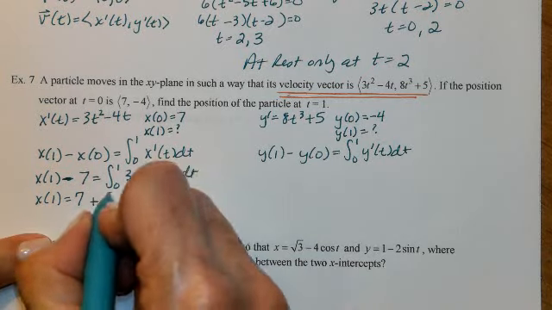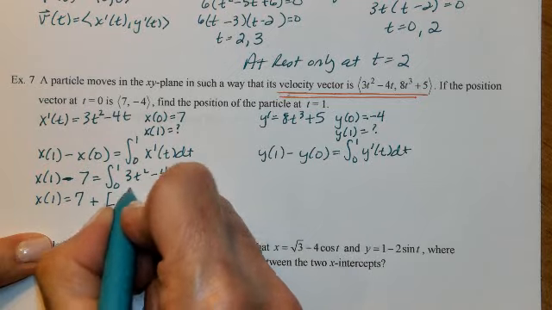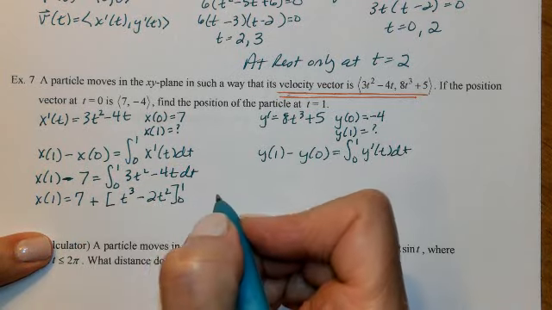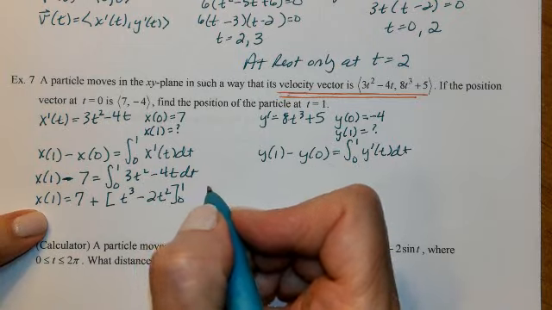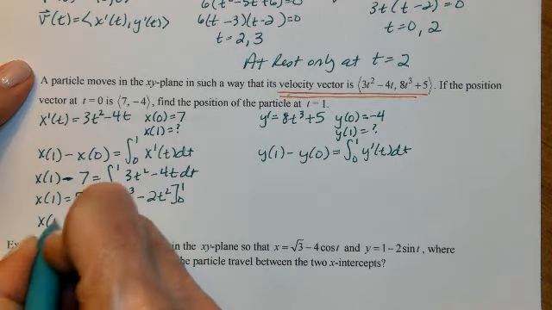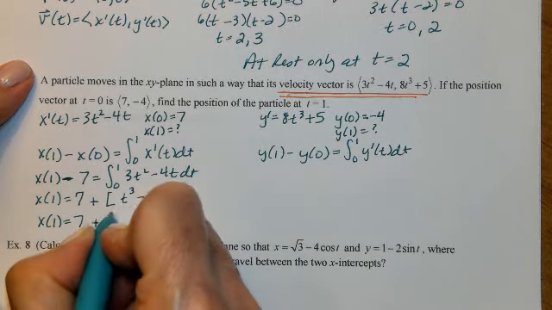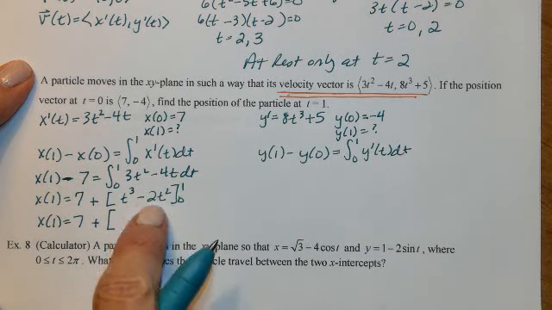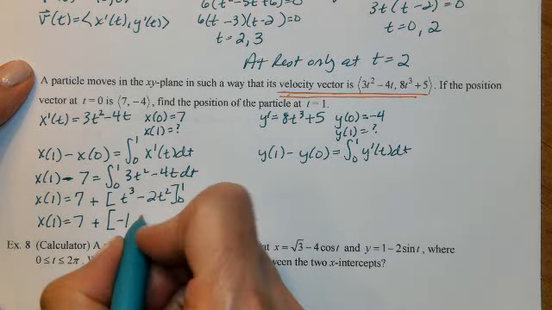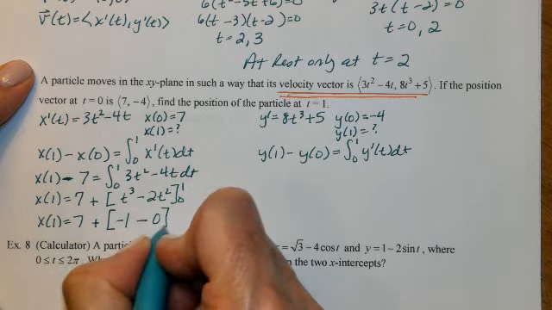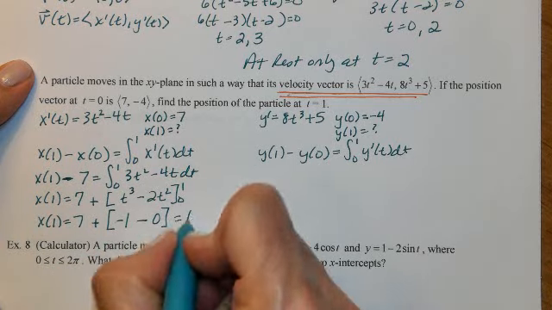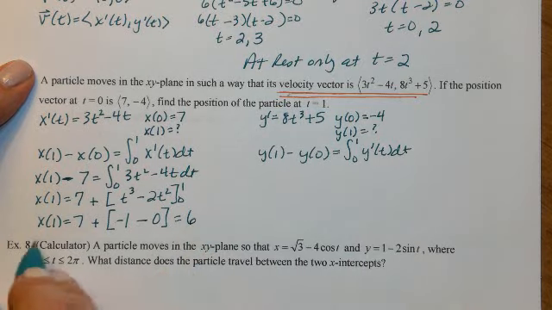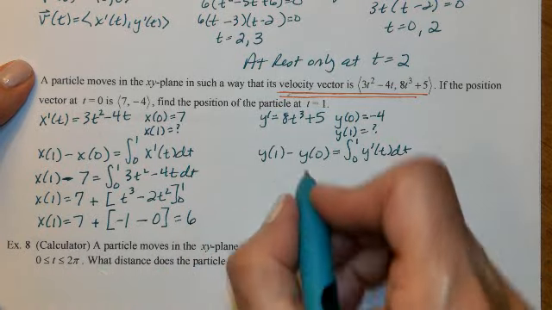Okay, so this is going to be t cubed minus 2t squared from 0 to 1. How nice that I gave you a 0 and a 1 to work with, huh? You're welcome. All right, put in 1, we get 1 minus 2, so that's a negative 1. Put in 0 and we get 0, so we just have 7 minus 1. So the x coordinate is 6. When time is 1, the x coordinate is 6.